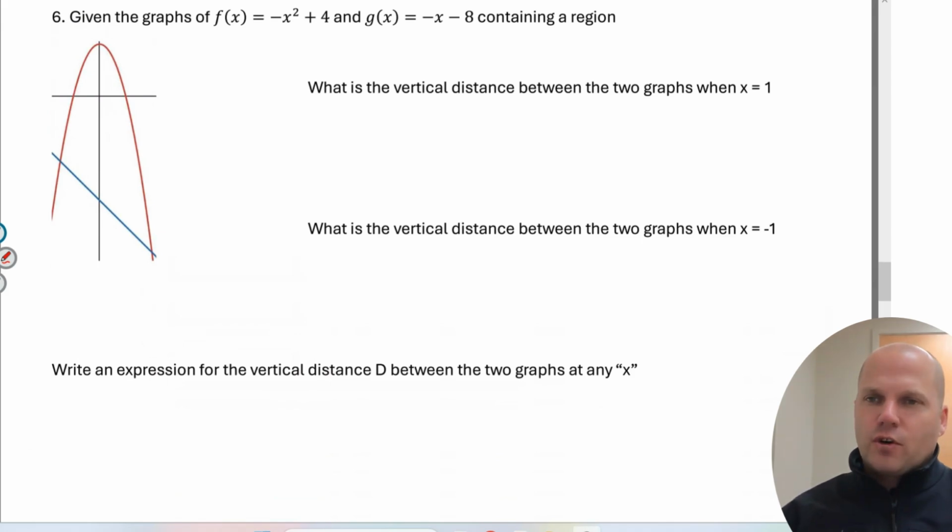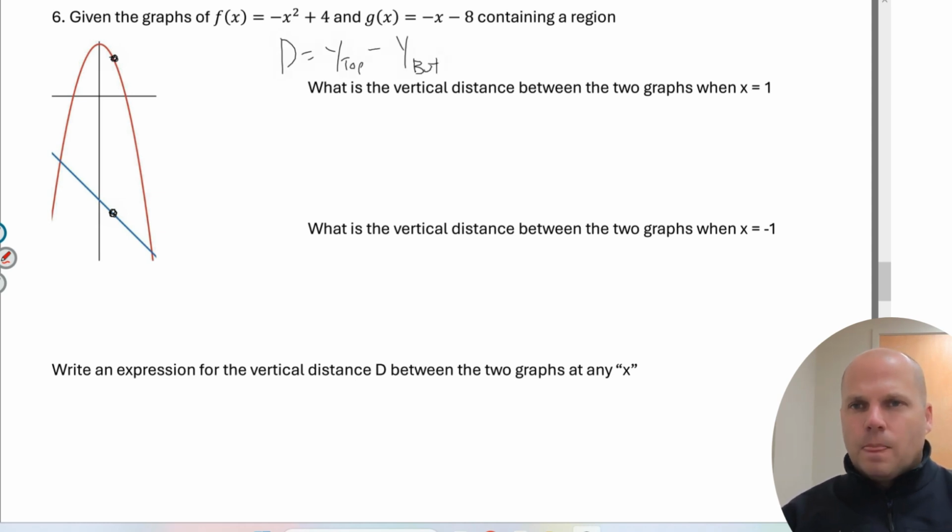Okay, how do you find the vertical distance between the 2 points? You want your y coordinate on your top and your y coordinate on your bottom, and the vertical distance will be the y at your top minus the y at your bottom. Now, which one is which? Well, you have to know that negative x squared is this curve, and that the line negative x minus 8 is that blue one there.